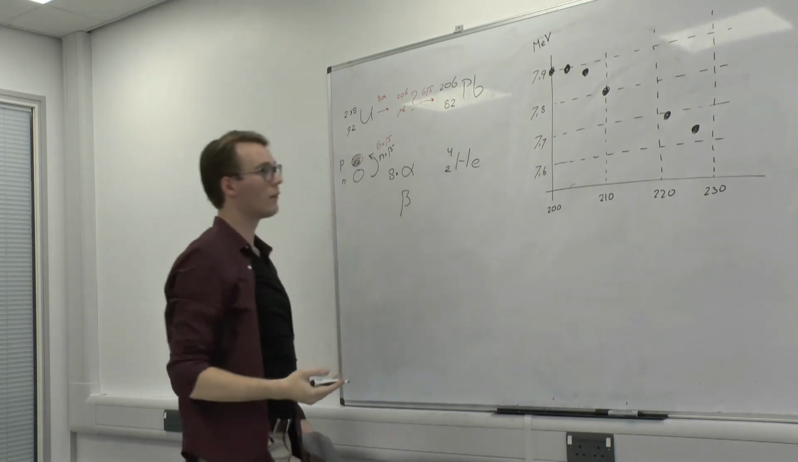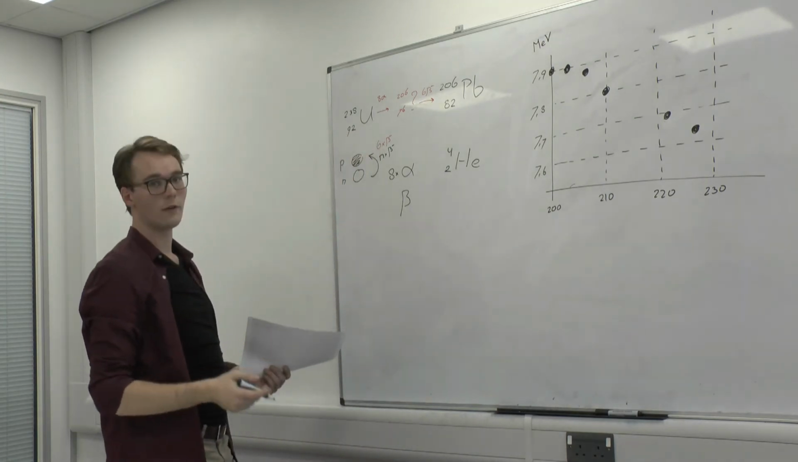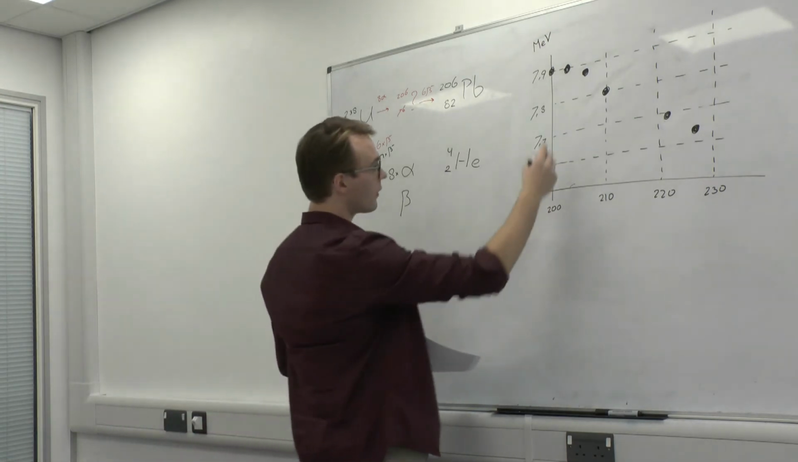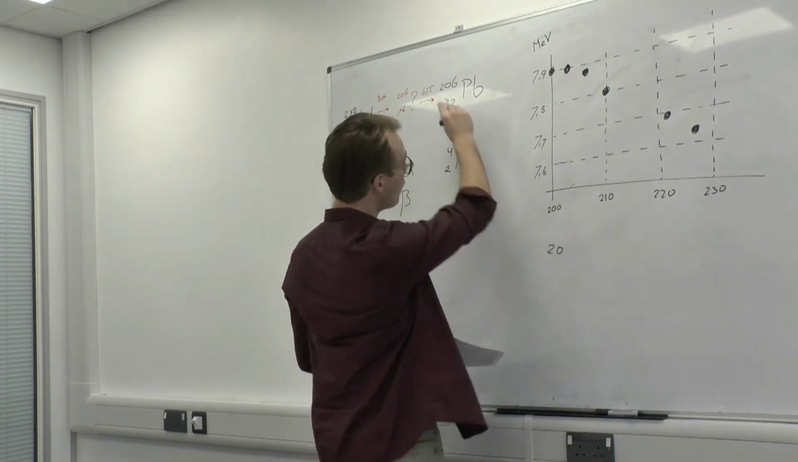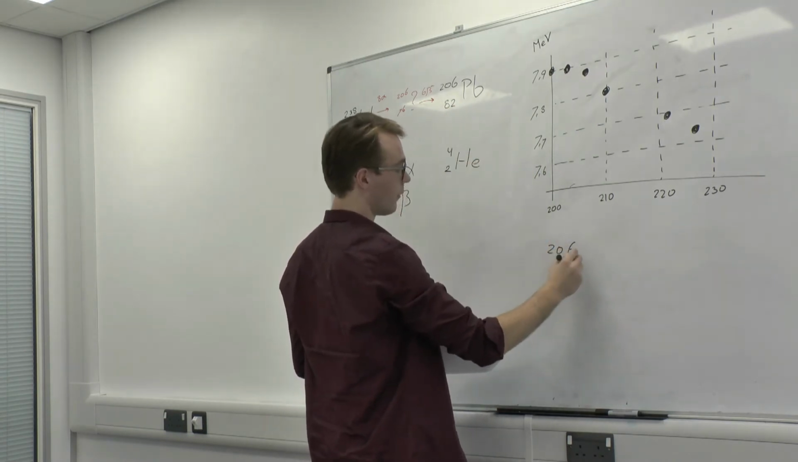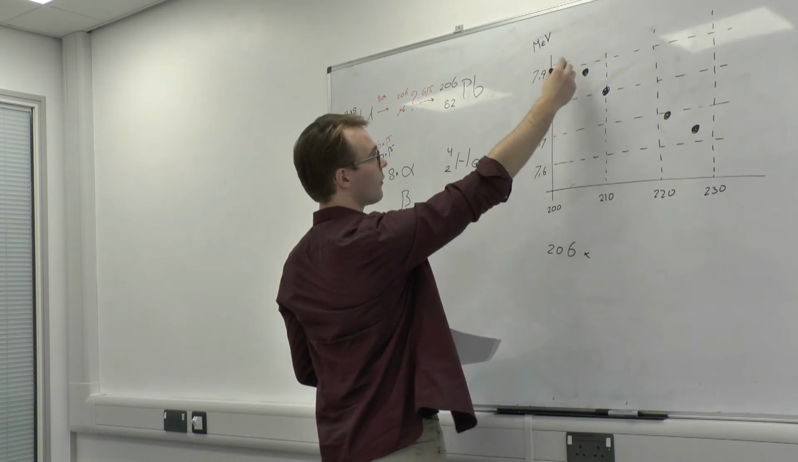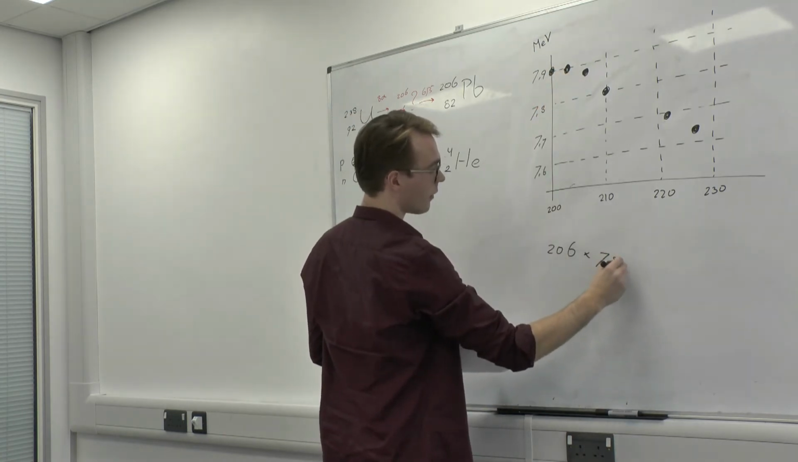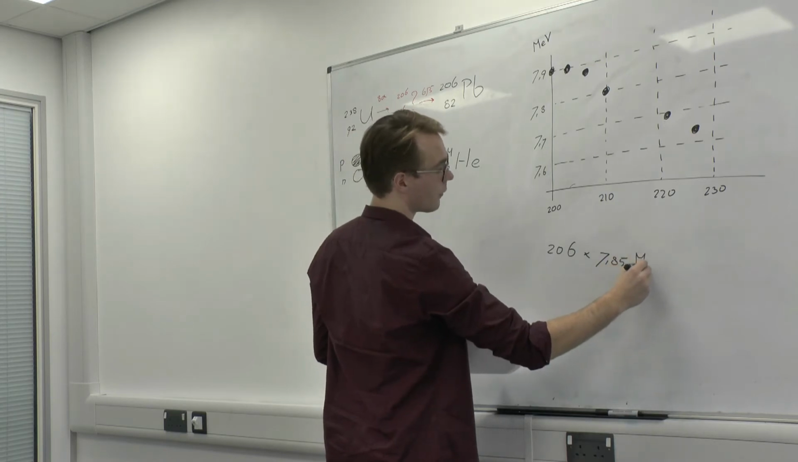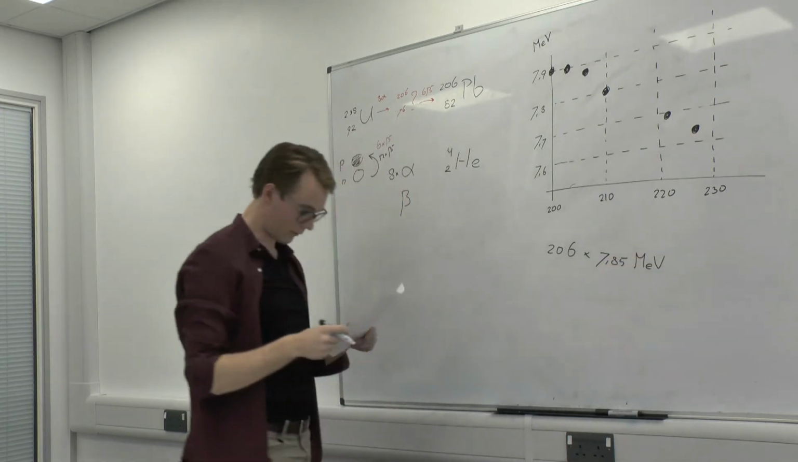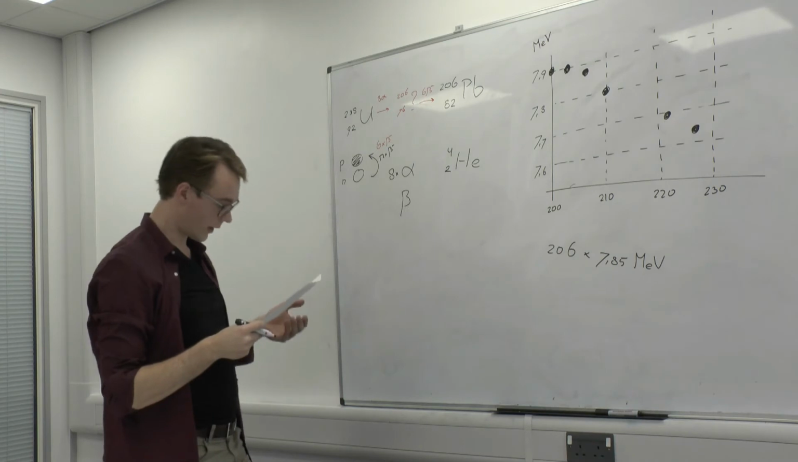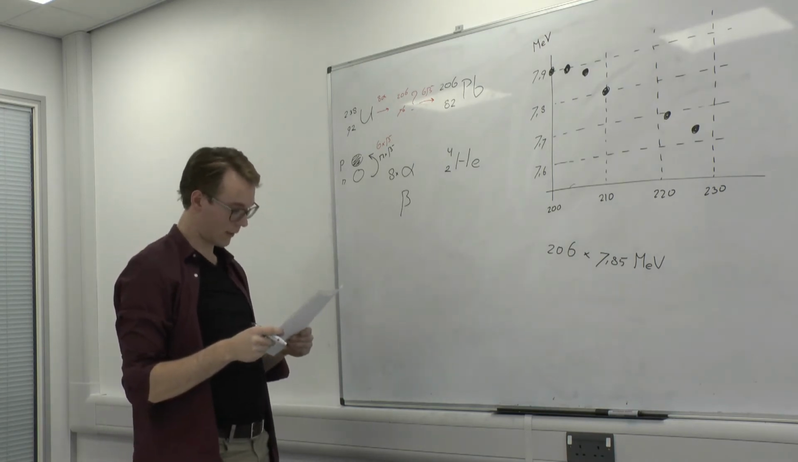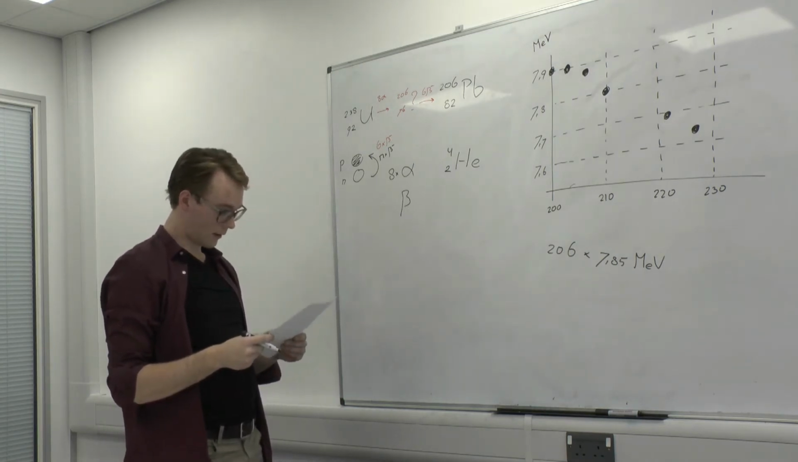So to estimate from this graph the total binding energy of the lead nucleus, you can simply multiply the 206, which is the number of the nucleons, times, let's say, 7.85 mega electron volts. You can keep the answer in mega electron volts in this question, because that's what they ask you for.